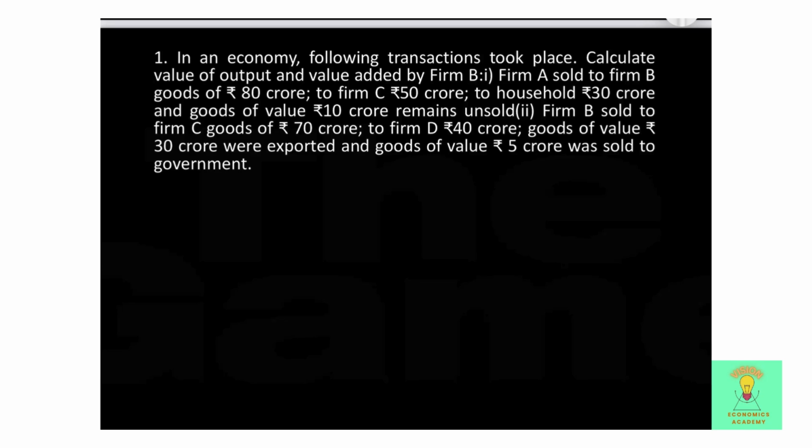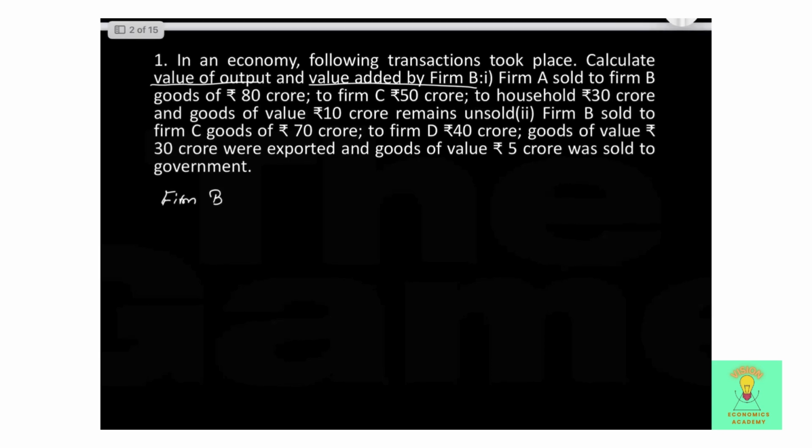In an economy, following transactions took place. Calculate value of output and value added by firm B. So we only have concerns regarding firm B. And what we need to calculate is its value of output and value added. Now, what all are given here?